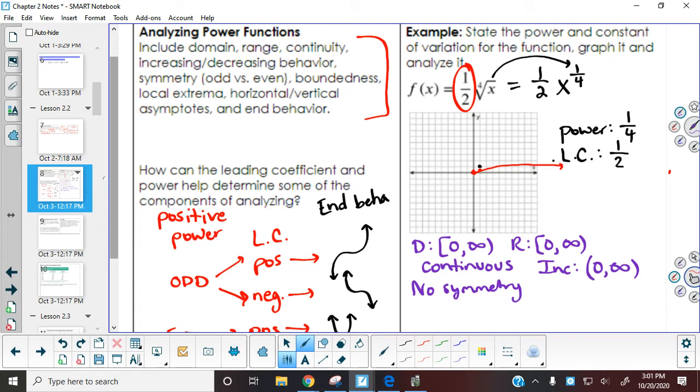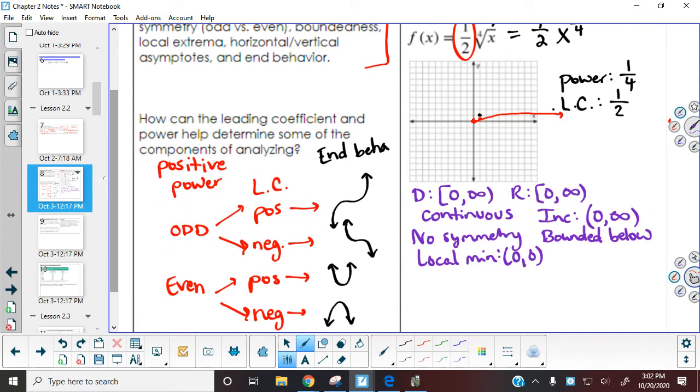Boundedness, it is bounded below. It doesn't go below that 0 point, so it's bounded below. Local extrema, so we do have a local minimum at 0, 0. And then you have the horizontal or vertical asymptotes. You don't have any asymptotes. And then the last thing here is end behavior.